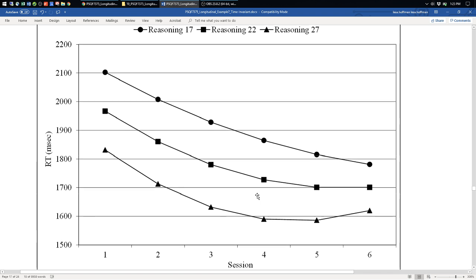And here's my picture. So this gives me different trajectories for different levels of reasoning. The people who are the slowest are the people with the lowest amount of reasoning. The people who are the highest are the fastest. They get faster initially. So the difference between these lines is biggest in the middle, and it starts to narrow again as time goes on.